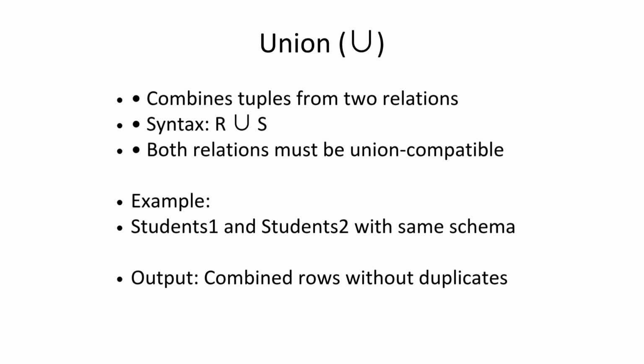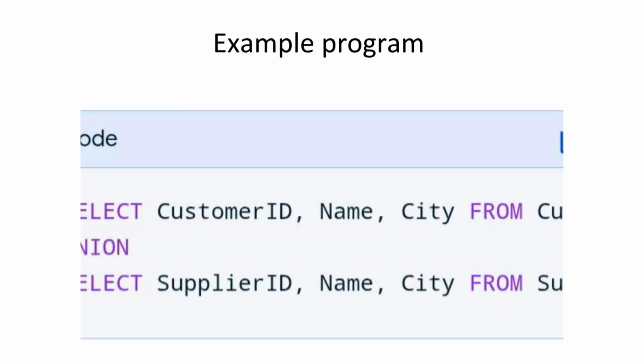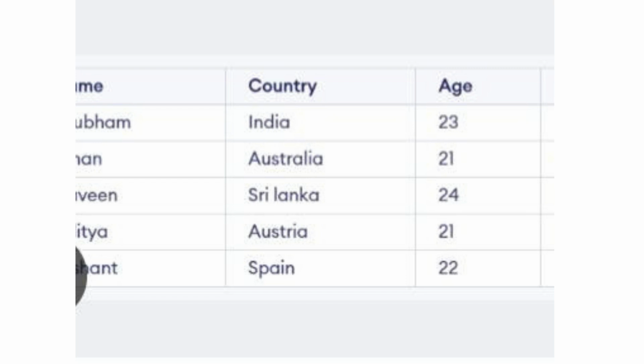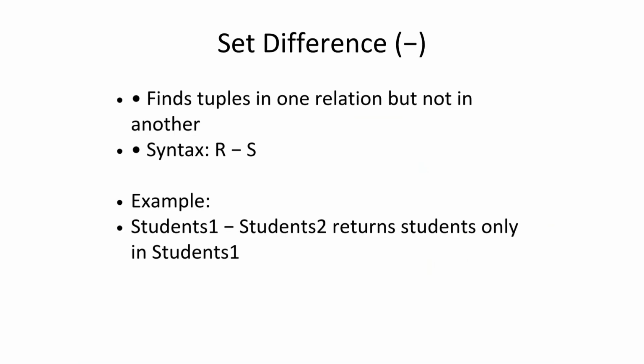Student 1: ID 1, 2, name Alice, Bob. Student 2: ID 3, 4, name Carol, Dave. Student 1 union Student 2 results in ID 1, 2, 3, 4, name Alice, Bob, Carol, Dave. Just like in set theory, duplicates are removed. Coming up next is set difference, where we subtract one table from another.